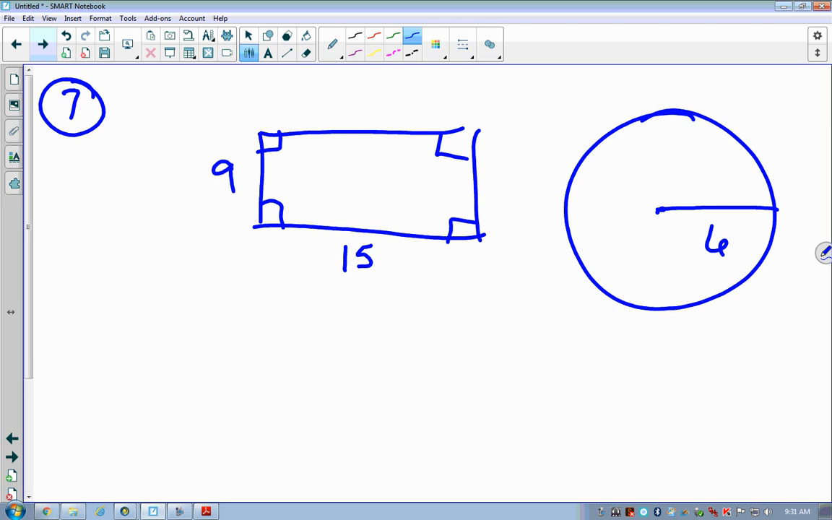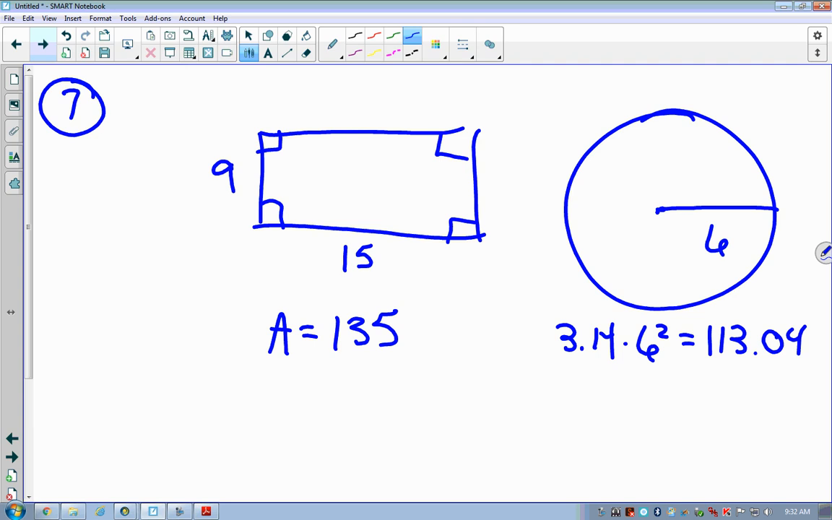Well, we have to start off with the area of the rectangular carpet. That's 9 times 15, right? What's 9 times 15? 135. So that's my rectangular carpet. This is 3.14 times 6 squared, which is 113.04, I'm told. It wants to know how much larger the rectangle is than the circle. So what do I need to do?